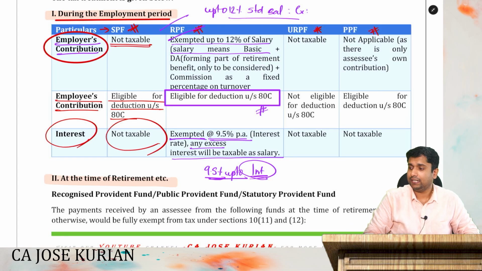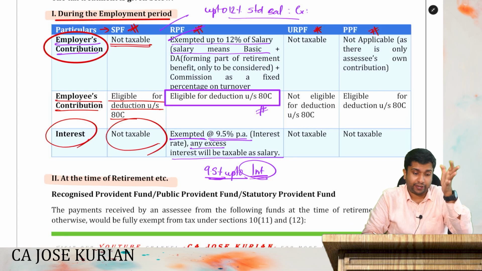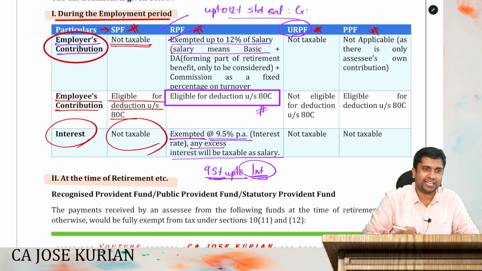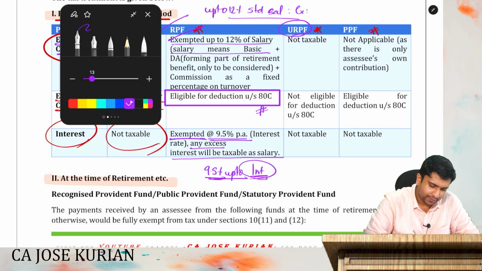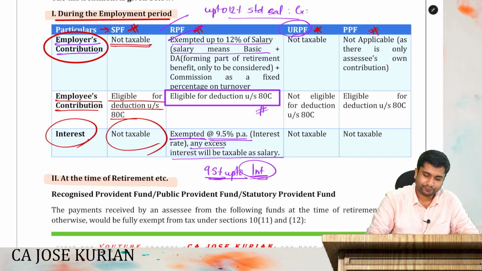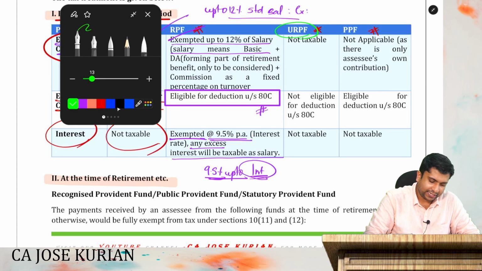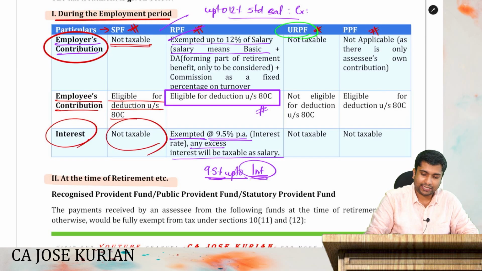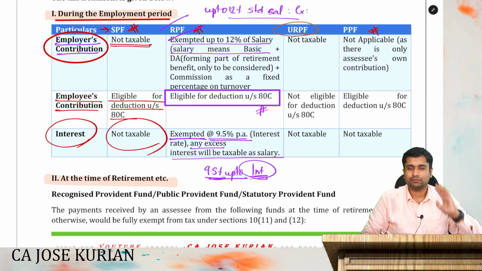Now let's understand the impact of URPF. What is URPF? Unrecognized Provident Fund. Are you all listening? Let's understand the impact of what? URPF. Listen, it's very interesting. What is basically URPF? Income tax department is not recognizing that particular fund. Yes or no? Income tax department is not recognizing that particular fund.